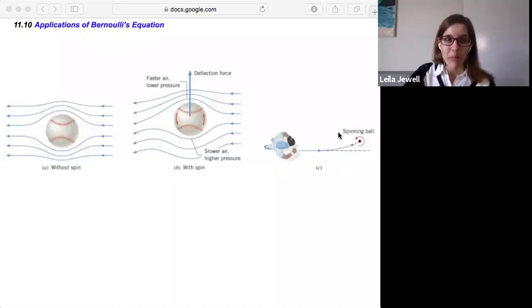So there's Bernoulli's equation in some really cool examples. There are lots more around you, so please keep your eyes open. Look for where you can see Bernoulli's equation in effect, in application, and let me know about it, because I would love to hear more examples.